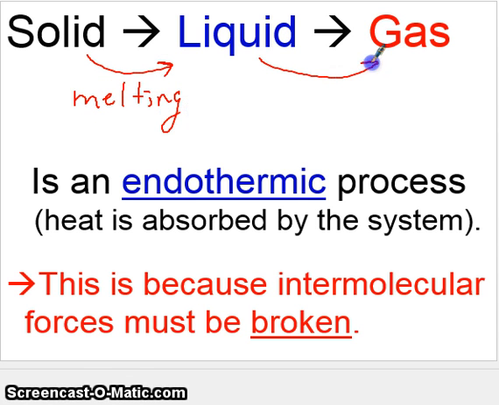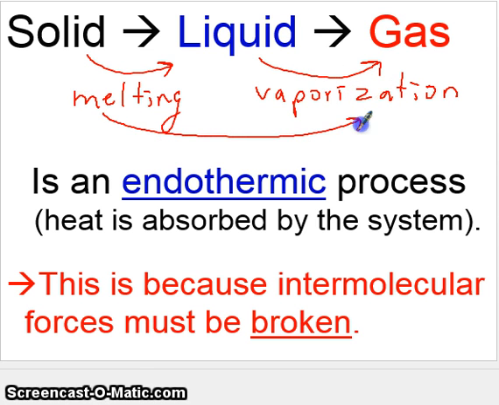We know from a liquid to a gas, this is called vaporization. Now remember, this is different than evaporation. We distinguish between the two. Evaporation happens at any temperature, room temperature. Vaporization has to happen at the boiling point. And then we can also go from a solid to a gas. Remember, this was called sublimation.